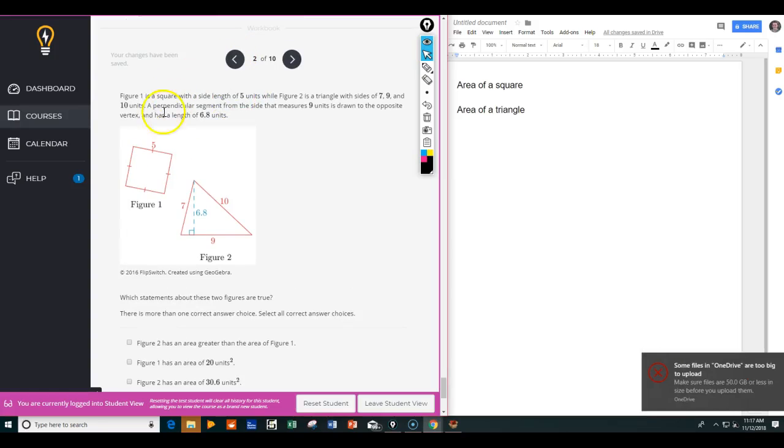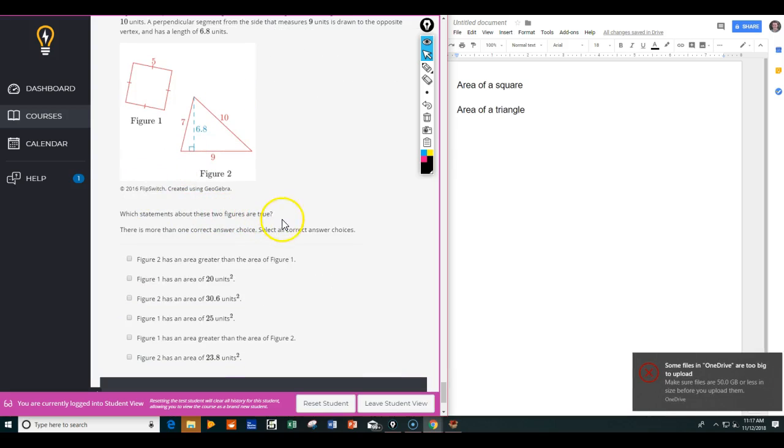Welcome to question 2. Figure 1 is a square with a side length of 5 units, while Figure 2 is a triangle with sides of 7, 9, and 10 units. The perpendicular segment from a side that measures 9 units is drawn to the opposite vertex and has a length of 6.8 units. Which statements about these two figures are true?